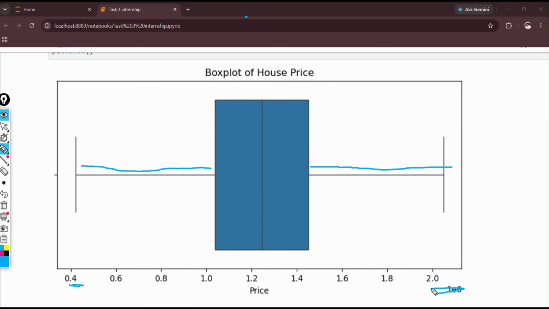One interesting observation is that there are no outlier points visible outside the whiskers. This indicates that our data has already been cleaned and doesn't contain unusually high or low prices. Overall, the box plot tells us that the majority of house prices are concentrated around the middle range, making the dataset balanced and suitable for further analysis.